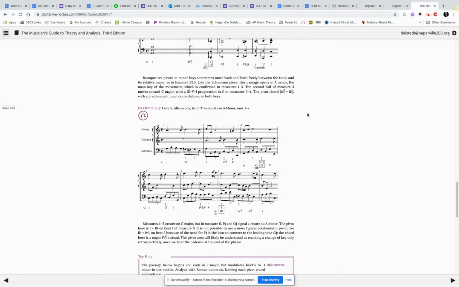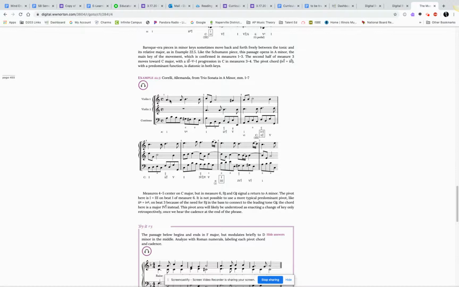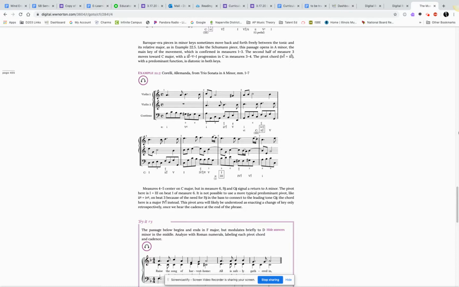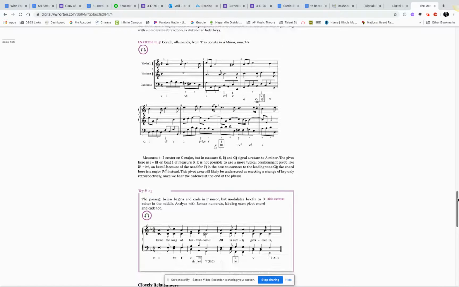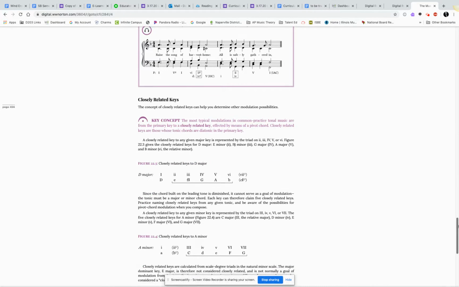Look at the cadential points, because that's really the key to telling you if there's a full-on modulation happening. Find where the pivot chord is. Find the pivot chord, and then in the pivot chord, while you're doing your Roman numeral analysis, make sure that you are justifying what's in the old key and the new key.